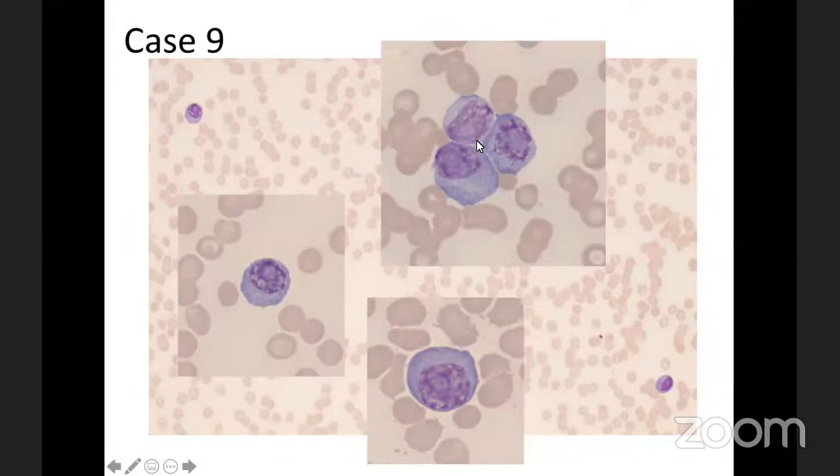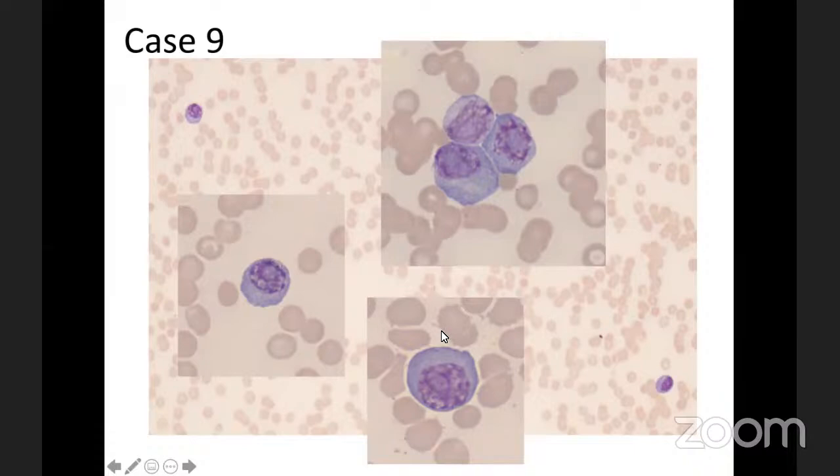The circulating plasma cells in this case were approximately 24%, and you can see here plasma cells are easy sometimes and very difficult other times. You have the blue cytoplasm, the Golgi hof, the eccentric nucleus. This is a picture of immature plasma cells because of the nucleus and because of the prominent nucleoli.